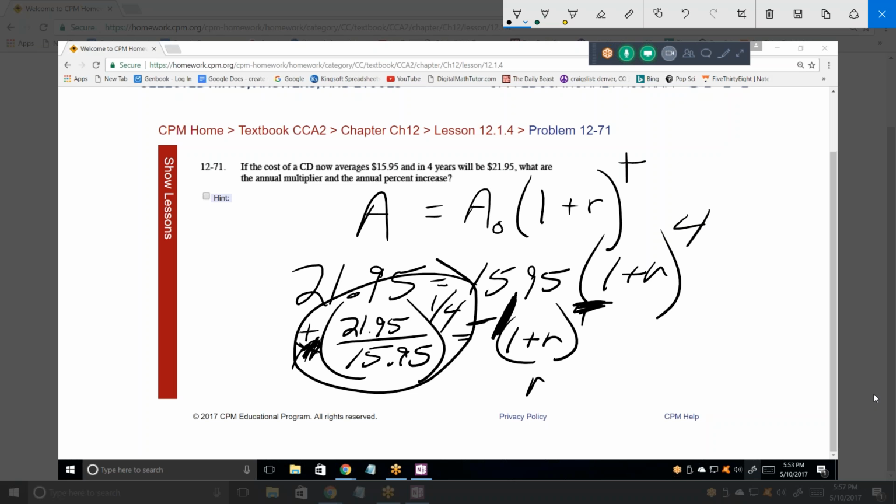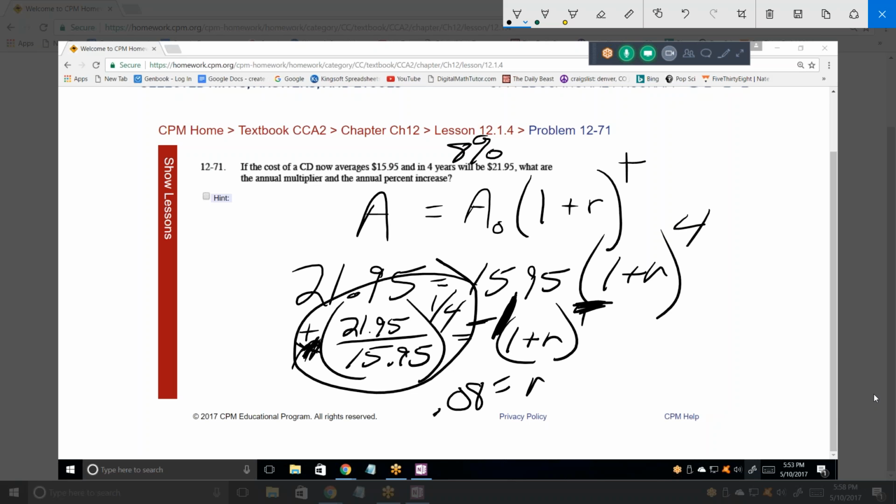And do you happen to have that answer? We'll see if it makes sense. 0.08. Now, does that answer make sense for an r? Yeah, it's 8%. Perfect. If you'd have come up with 0.8, I would have said something's wrong. It is not going up 80% per year.